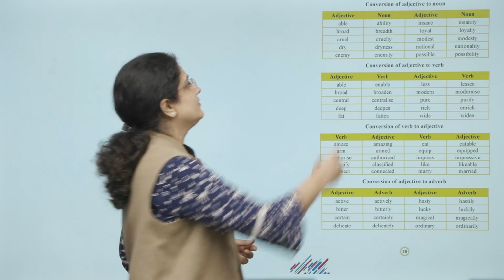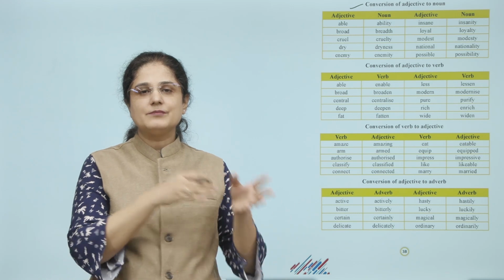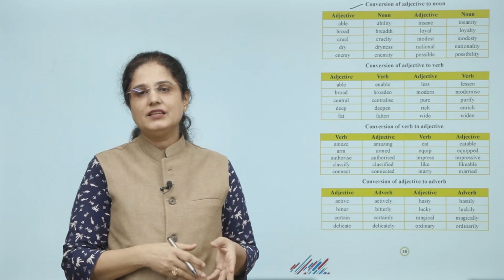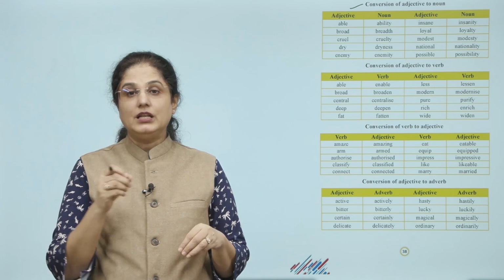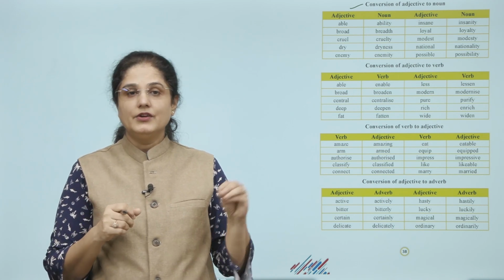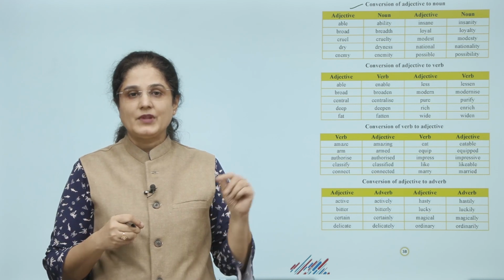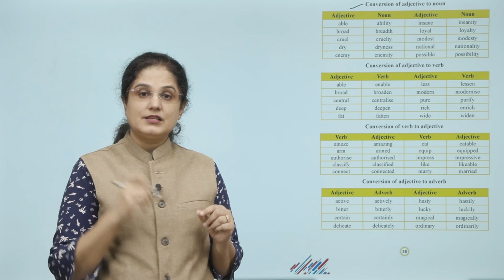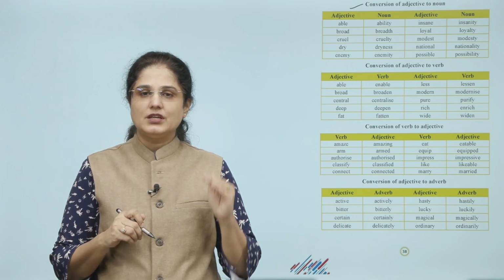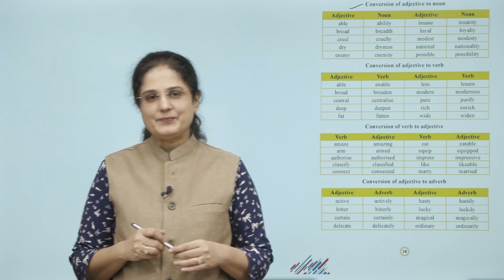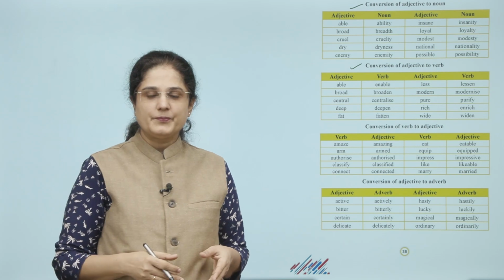Now let us look at conversion of adjective to noun. Able becomes ability, insane becomes insanity, broad, breadth, loyal, loyalty, cruel, cruelty, modest, modesty, dry, dryness, national, nationality, enemy, enmity, possible, possibility.